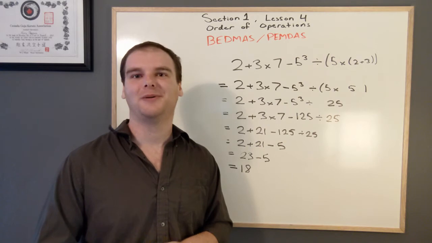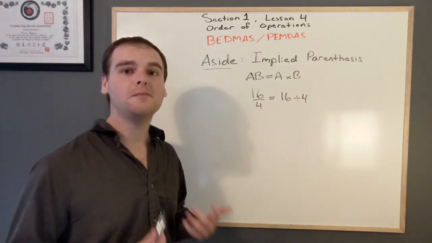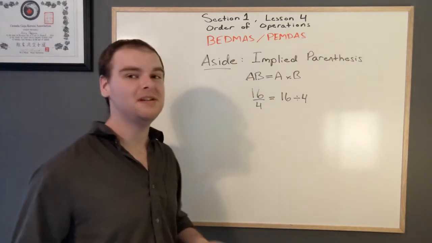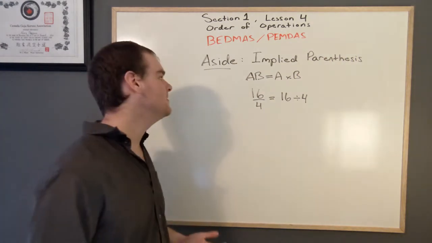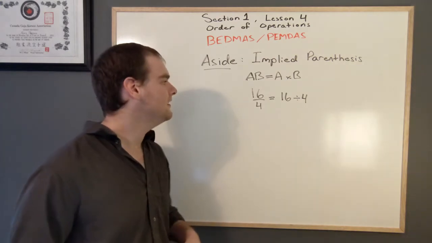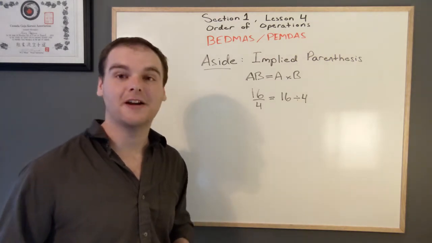So we're already familiar with some implied parts of math. Implied multiplication, AB is A times B. Implied division, 16 over 4, the fraction, 16 fourths, is the same as 16 divided by 4.